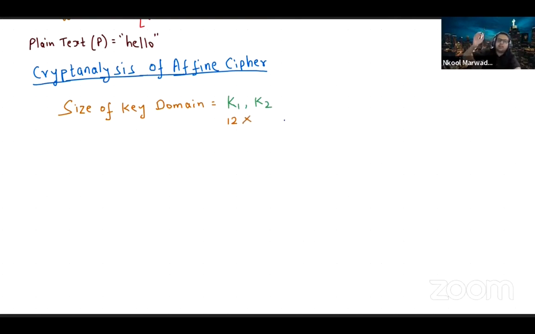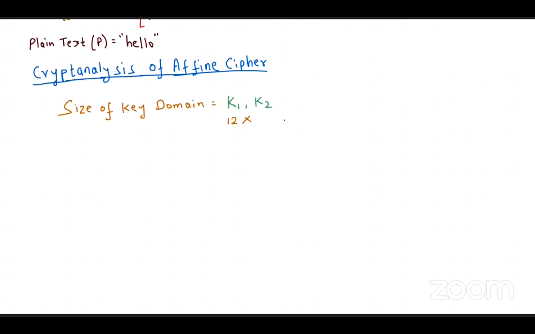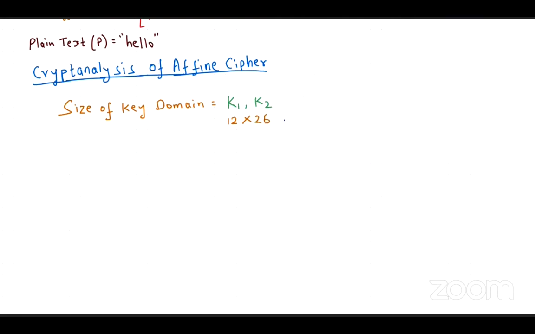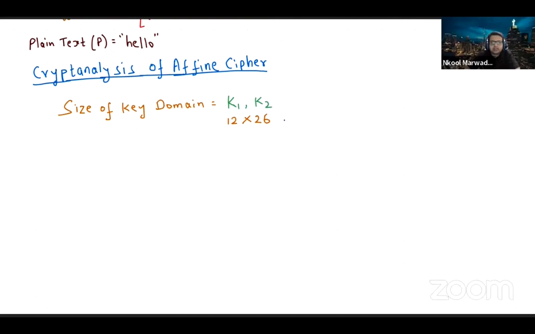Excluding one number, all other numbers can be the key, or we can go with 26 and include that number also as the key. So in total the domain size will be 312, which is still very small. In the affine cipher, in total 312 possible keys of K1, K2 can be used, and we can easily test them, because 312 is a very small number for brute force.